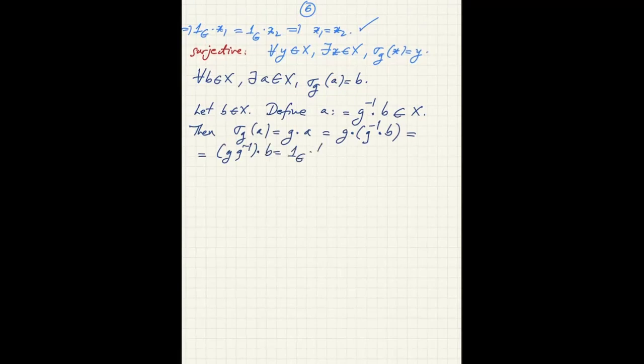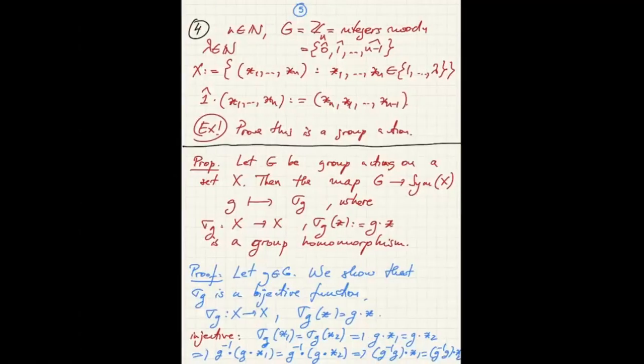This is 1G acting on B, which is B. So that proves surjective. Okay. So this function is a legit function. So our map, that's an important property of the group action: for every element G of the group, this map sigma of G is a permutation of X. It's a bijective function from X to X. That's what we just proved.